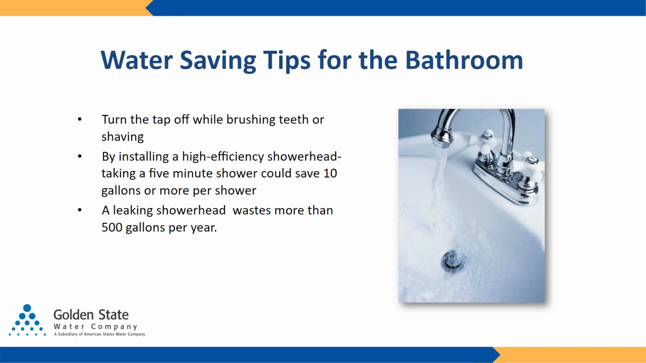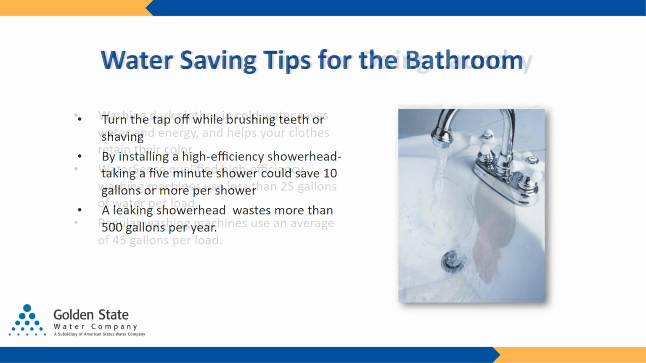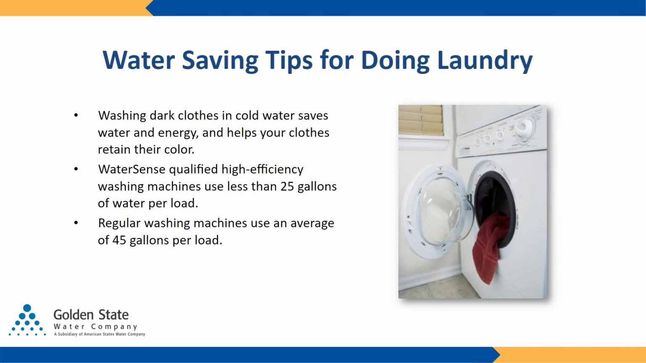Now let's look at some water-saving tips for the laundry room. One of the ways to save water while doing laundry is to wash dark clothes in cold water. This saves water and energy and also helps your clothes retain their color. Another way to conserve water and energy is by using a high-efficiency washing machine that uses less than 25 gallons of water per load, where traditional models use an average of 45 gallons per load.